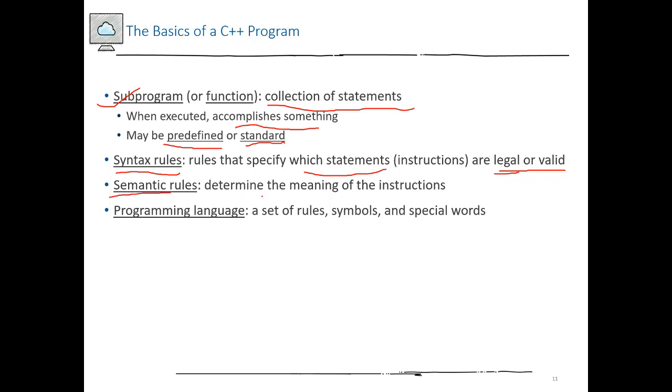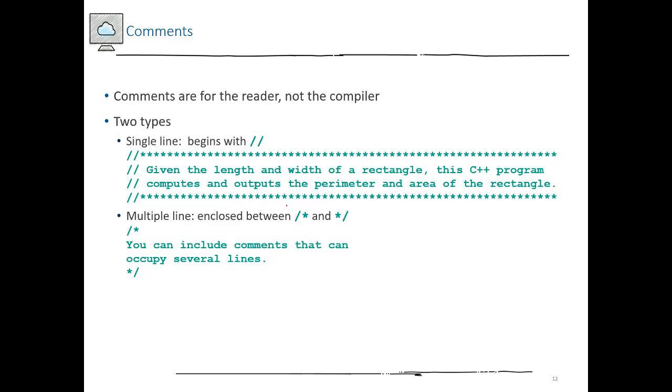Semantic rules determine the meaning of the instructions. It could be possible that you don't have any syntax errors, and then you can compile, but when you run the program, you have problems. Those are semantic problems, semantic errors. So you have to make sure that you follow the semantic rules so that you don't have any problems in your program. A programming language consists of a set of rules, symbols, special words, libraries, and a bunch of other stuff that you're going to learn later on.